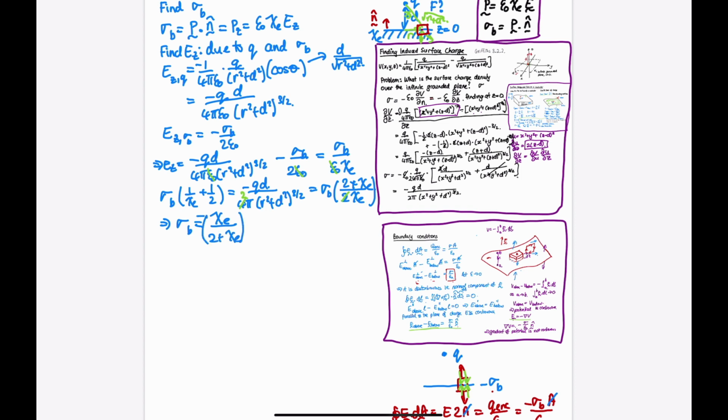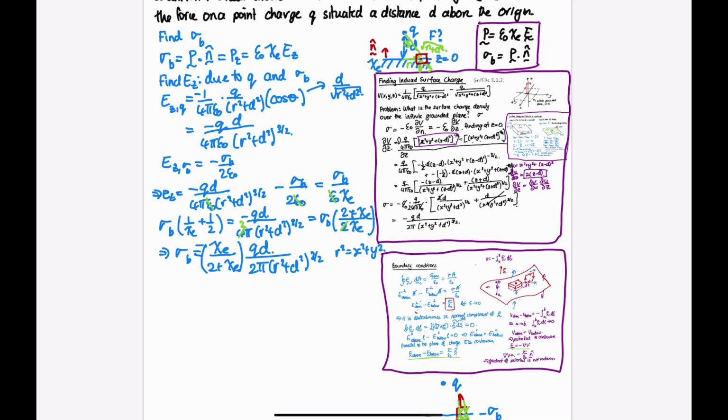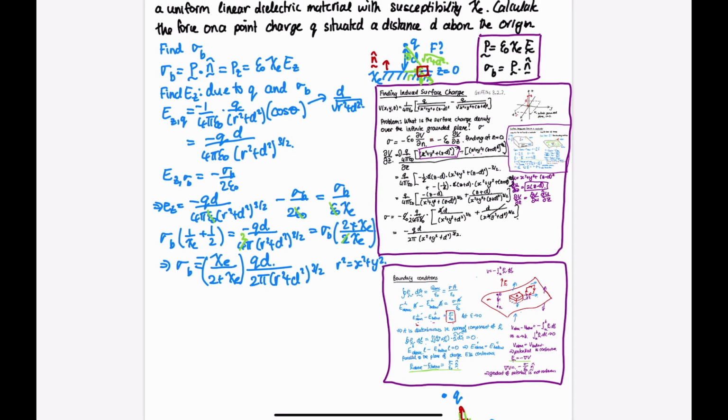And we've got this negative here, so I'll put that there, times QD over 2 pi (R squared plus D squared) to the 3 on 2. Where, in this case, R squared equals X squared plus Y squared, because this is in the XY plane, and we said this was true for any points around that circle. So that circle is defined by this.